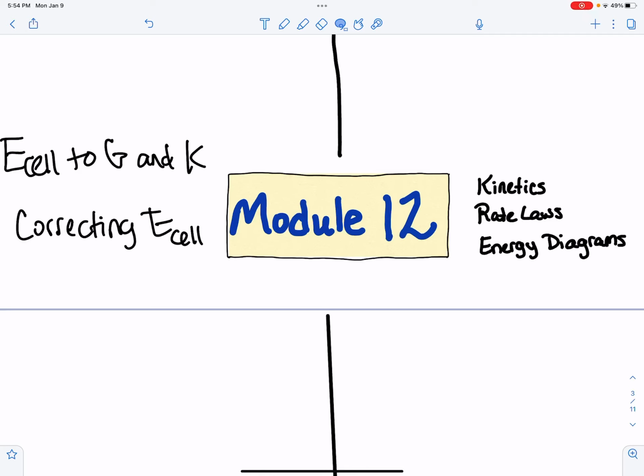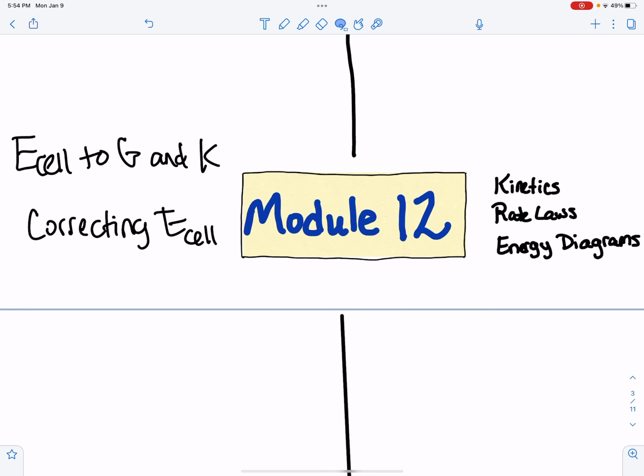So this is the overview for Module 12. This module has formulas in it, and then it also has rate laws. So the left side, if you are very, very comfortable with formulas, you may be able to work your way through that homework fairly quickly because it really is mostly formulas.